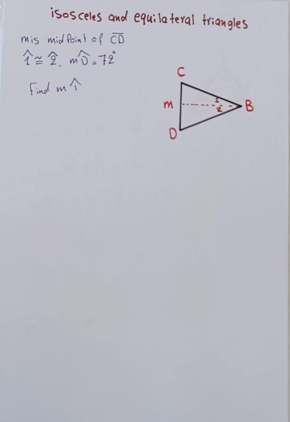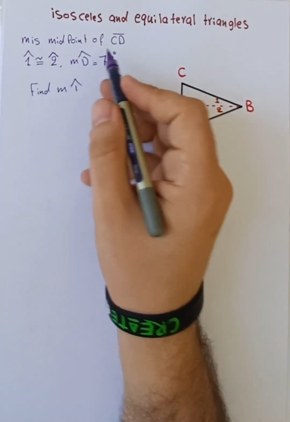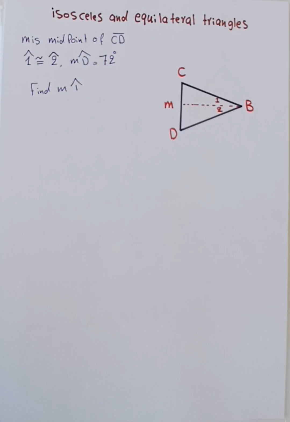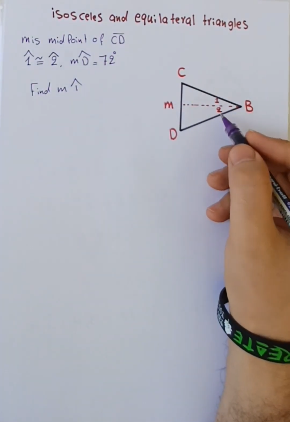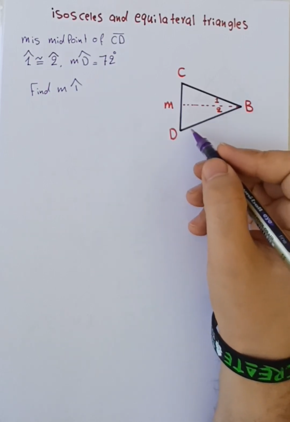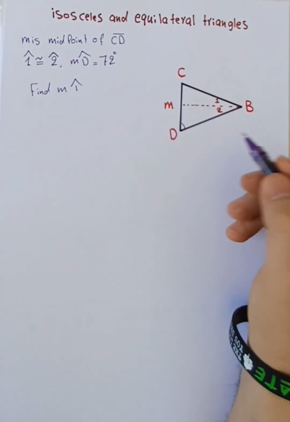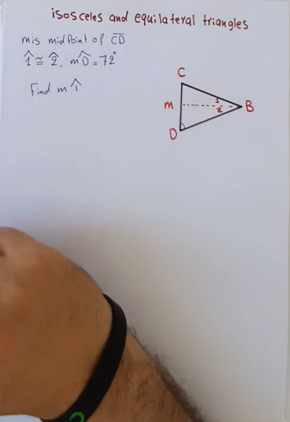After that, we have this triangle, and we have some information about it. M is the midpoint of CD. This point is the midpoint of CD, and the measure of angle 1 is congruent to the measure of angle 2, and the measure of angle D is 72. Find the measure of angle 1.